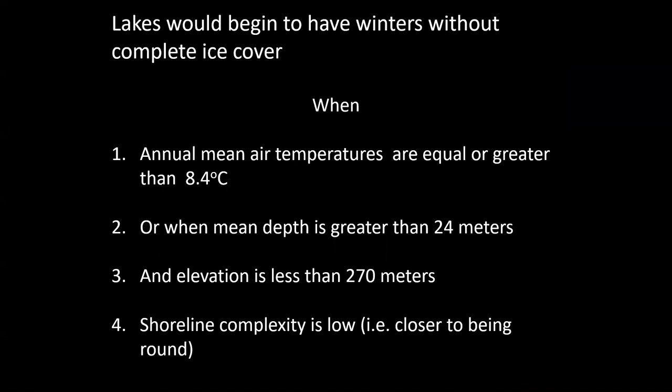Now, I'm going to be talking about a paper that Sapna Sharma and a bunch of us wrote, having to do with where and when we would begin to get lakes around the entire Northern Hemisphere that did not freeze every winter. You tend to have winters without complete ice cover under the following conditions: if annual temperatures are 8.4 degrees centigrade or warmer, or when the mean depth of the lake is greater, our model said 24 meters or more. Lake Superior, for example, doesn't have complete ice and it's really deep.